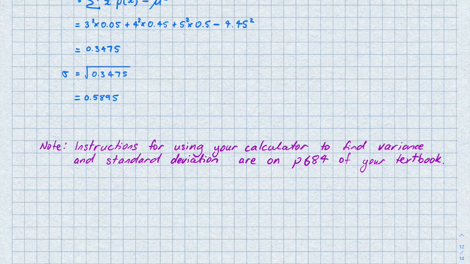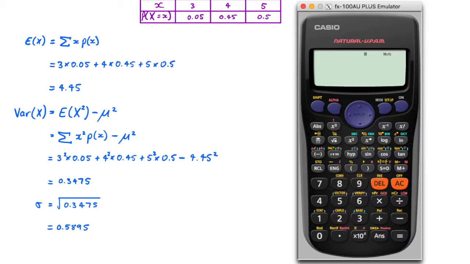Now, there are instructions for using your calculator to find the variance and standard deviation on page 684 of your textbook. So let's just have a look at how to find the variance using your calculator. Remember mode 3 for stat, and then just press 1. We will use 2 next year, but we're only going to be using 1 and 2 in this course. So right now we're doing 1. Now remember, if your frequency column is not turned on, you can go Shift Setup, then down arrow, 4 for stat, and frequency on, so 1.